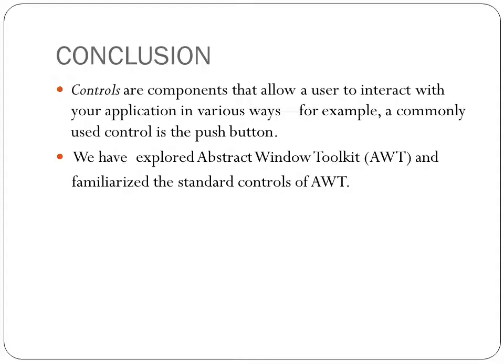So in this session we familiarized ourselves with AWT controls like choice, list, text field, text area, and also event handling using these controls. Controls are components that allow the users to interact with our application. For example, button is a control, choice is a control, list is a control, checkbox group, etc. are various AWT controls. So we have explored the Abstract Window Toolkit and familiarized ourselves with the standard controls of AWT. Thank you.